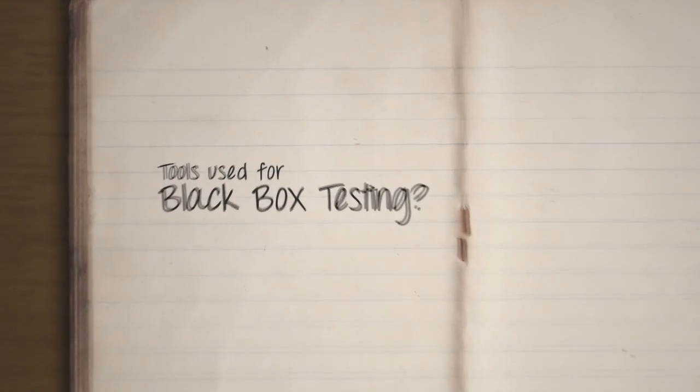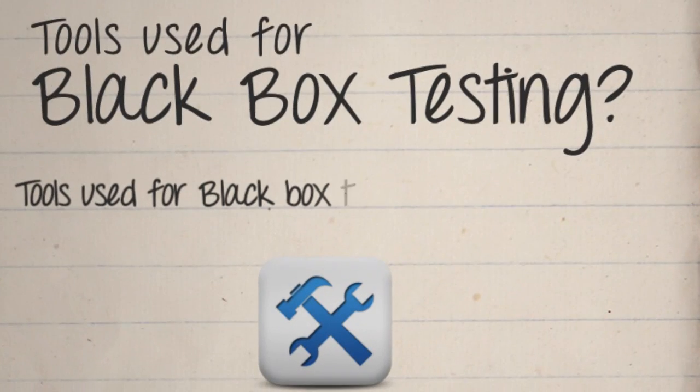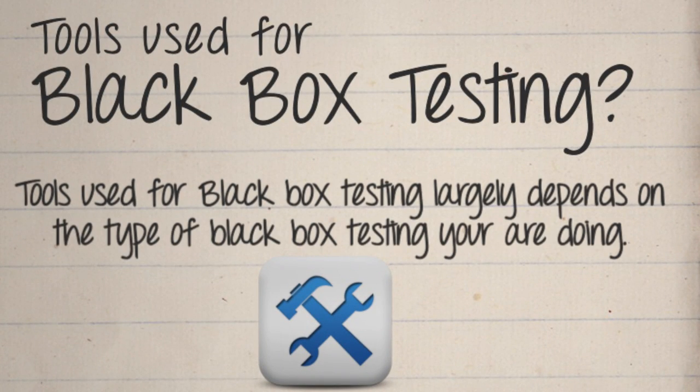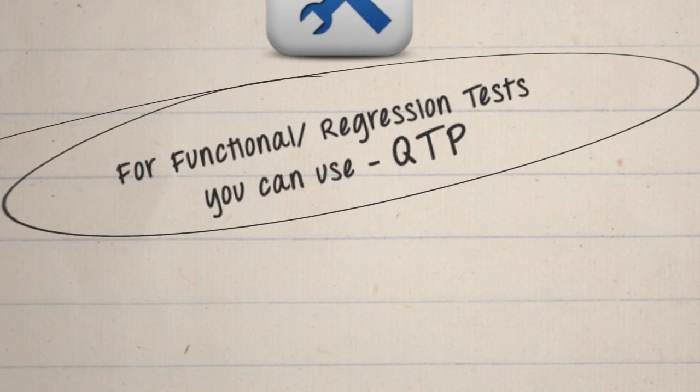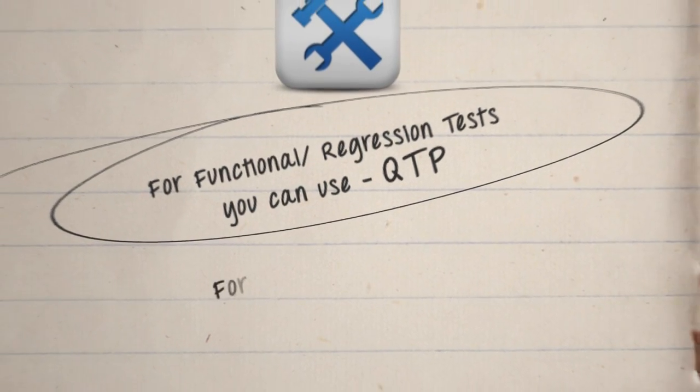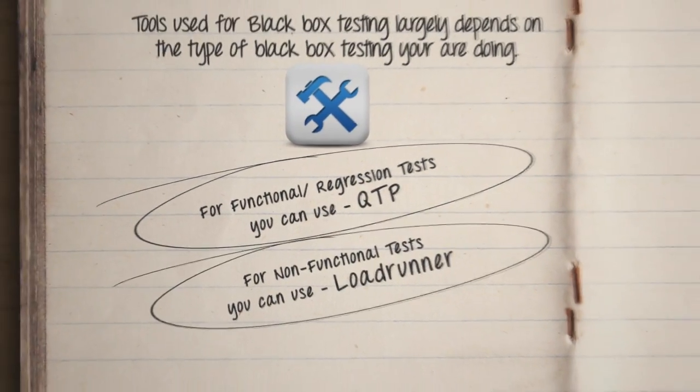Tools for black box testing. Tools used for black box testing largely depends on the type of black box testing you are doing. For functional regression tests, you can use QTP. For non-functional tests, you can use LoadRunner.